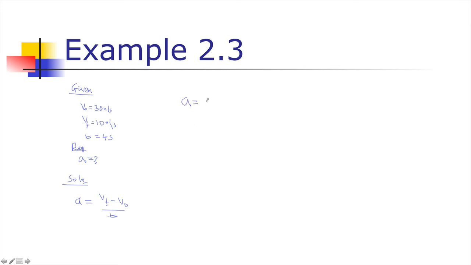Your final velocity, the car slowed down, then it's 10. Everything is in SI units. You don't need to carry out any unit conversion because meter per second is perfect for velocity, and seconds is perfect for time. Okay, so therefore it is 10 minus 30 divided by 4. Here is seconds. Here the units are meter per second.